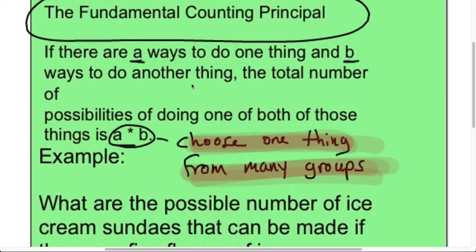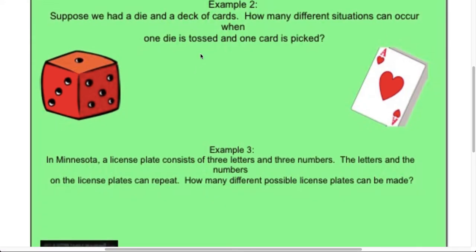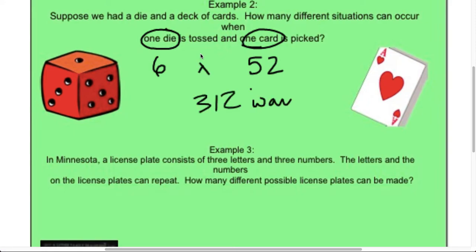Now there are variations of this principle that we'll go over in a little bit, but let's just go through another couple examples here. Suppose we had a die and a deck of cards. How many different situations can occur when one die is tossed and one card is picked? Again, focusing on the wording here, one die and one card. When you roll a normal die, there are 6 different options. There are 52 cards in a deck. So 6 times 52, 312 different outcomes there. Okay, 312.